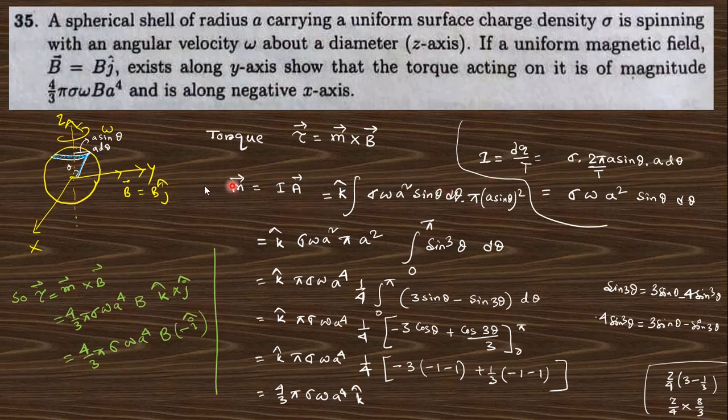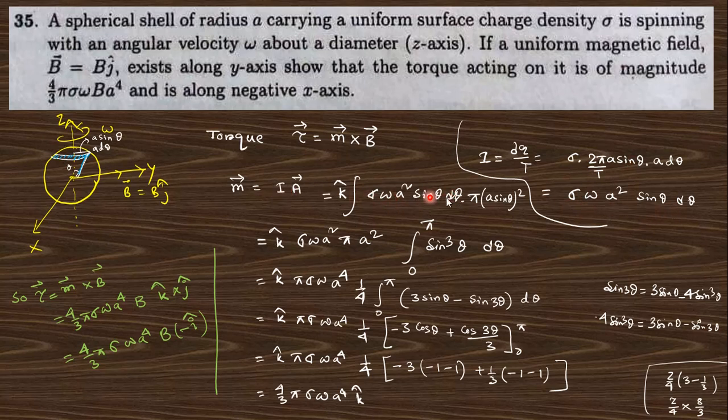And this you can get by taking a small slice on this sphere. This is a sphere, so this slice will be circular. So m equals i times a, and i is the current, that is, charge per time. The charge on this strip will be sigma into area, which is 2 pi a sin theta times a d theta. 2 pi a sin theta is the periphery and a d theta will be the width, so this total will be the area. So area into surface charge density gives the charge, and charge per time is the current. So finally we get this as the current.